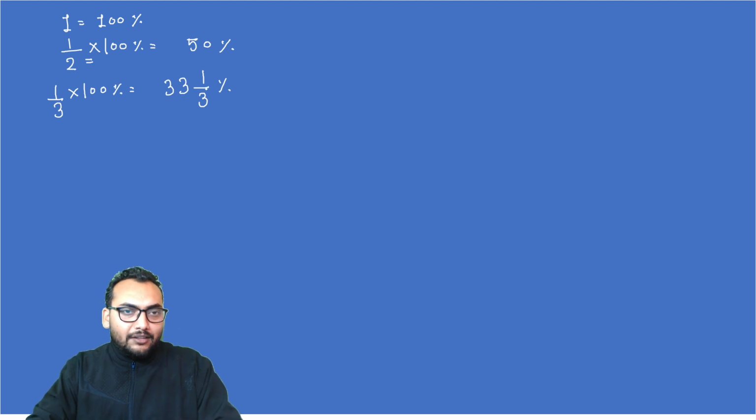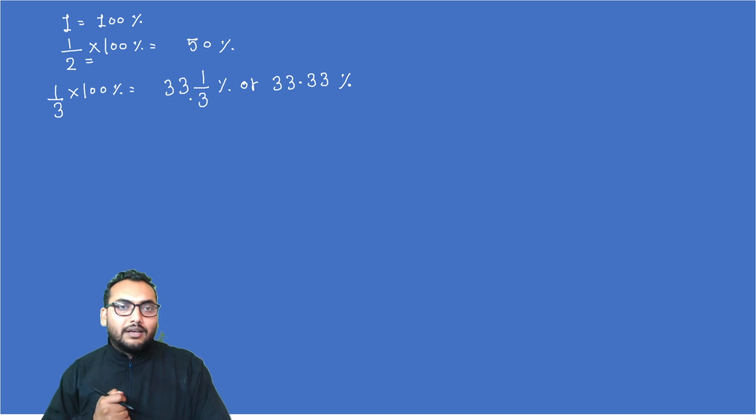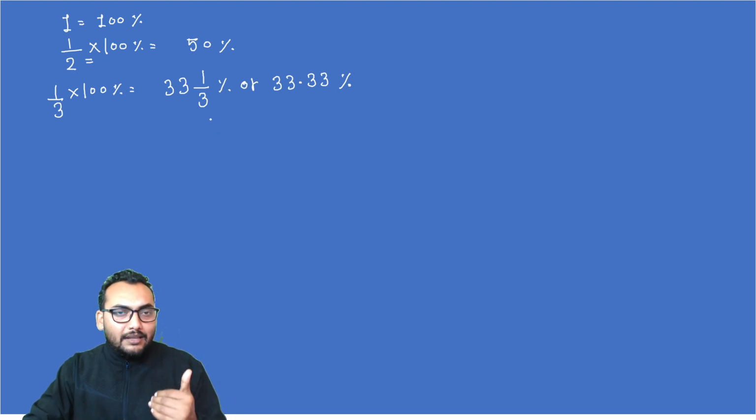Okay, so that is why. And also 33 1 by 3 can be written as 33.33%. So sometimes instead of this fraction, in any question it can be asked what is 33 1 by 3% of a number. So instead of 33 1 by 3, it can also be asked what is 33.33% of any number. So you need to keep in your mind that 33 1 by 3% is also 33.33%.